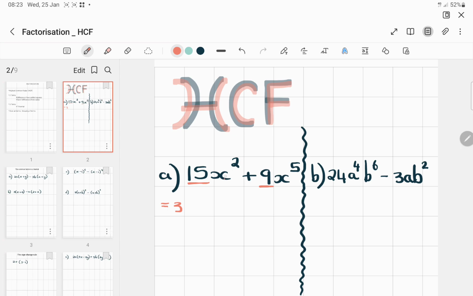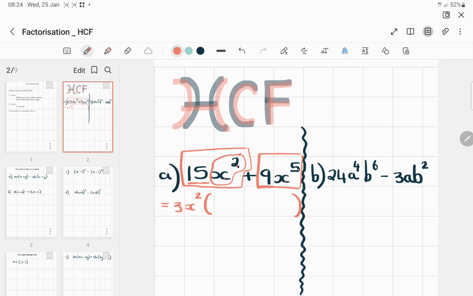Then if you look at the variables and the exponents, I've got x to the power 2 and x to the power 5. I'm going to take out the one with the lowest exponent. Okay, and then it's always the lowest exponent. Then in brackets, what is left? All right, so we're going to take that 3x squared and we're going to divide it with this term over here and then with the second term over there.